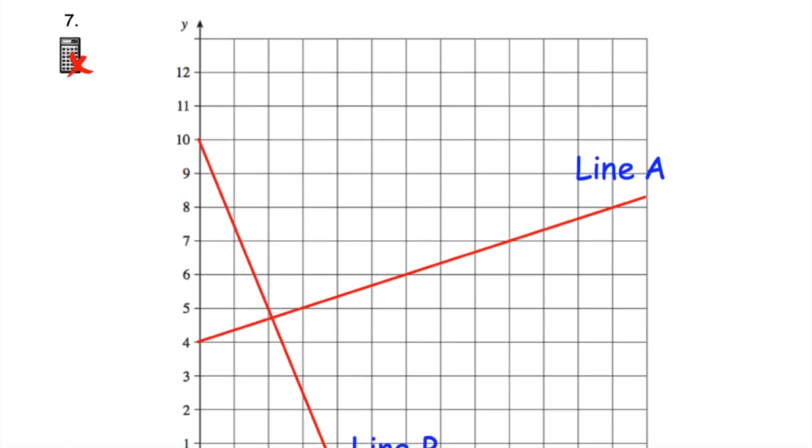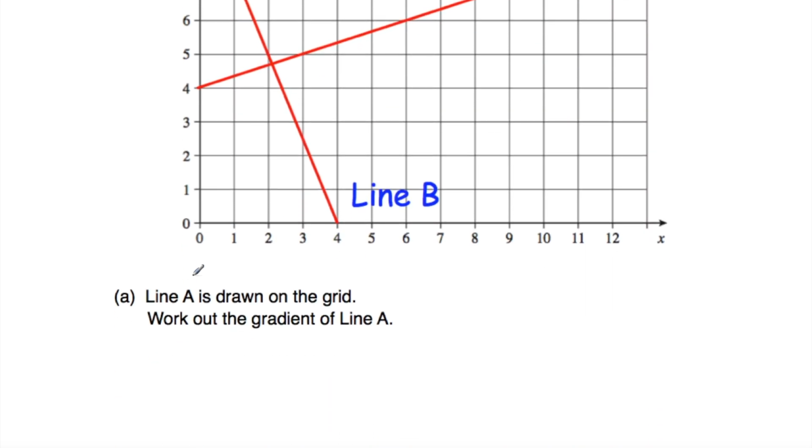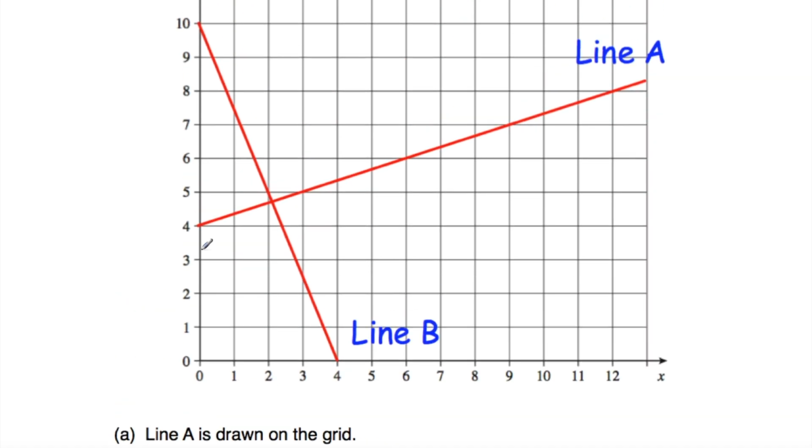So question number 7, we've got this grid and we've got line A and line B. And the question says, part A, line A has been drawn on the grid, work out the gradient of line A. So let's get the gradient of line A. We've got this line here, it's going upwards, so it's going to be a positive gradient, and let's find out what that gradient is.